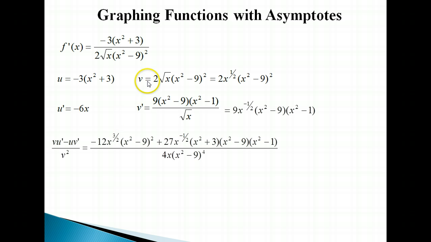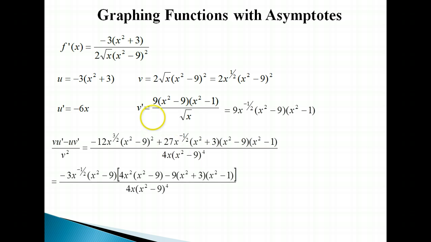So we're going to do vu prime, which is the 2x to the 1/2 times (x squared minus 9) squared times negative 6x. And then minus uv prime. So this was minus and this is a minus, so that gave me a positive here. And then I multiplied the 3 times the 9. I have the x to the negative 1/2, I have the x squared plus 3 and the x squared minus 9 and the x squared minus 1. Then I squared the denominator, so I'm squaring 2, I'm squaring the square root of x, and I'm squaring (x squared minus 9) squared, which gave me (x squared minus 9) to the 4th.